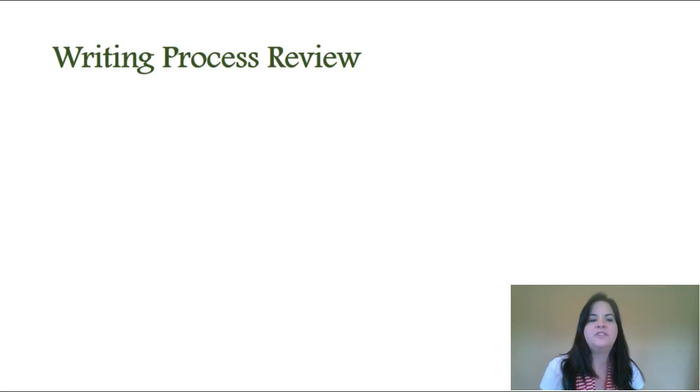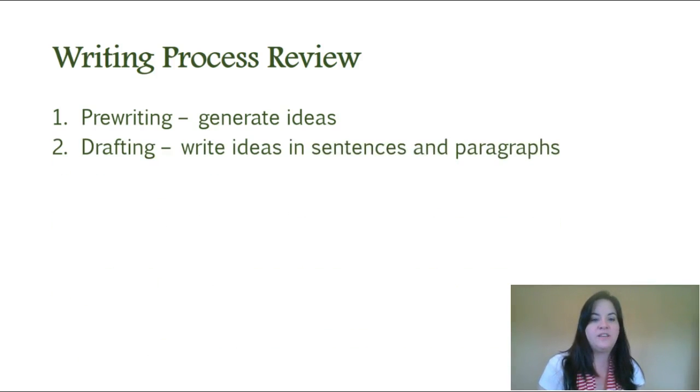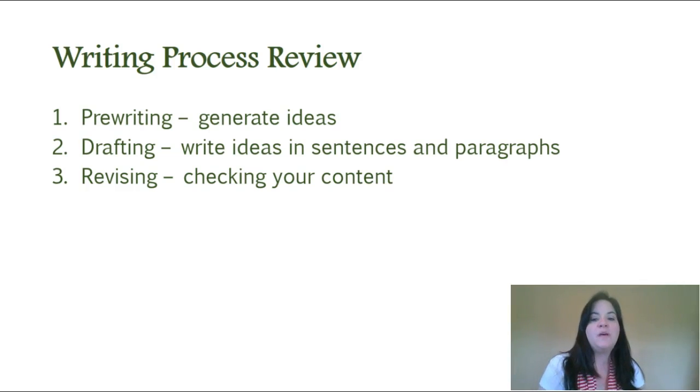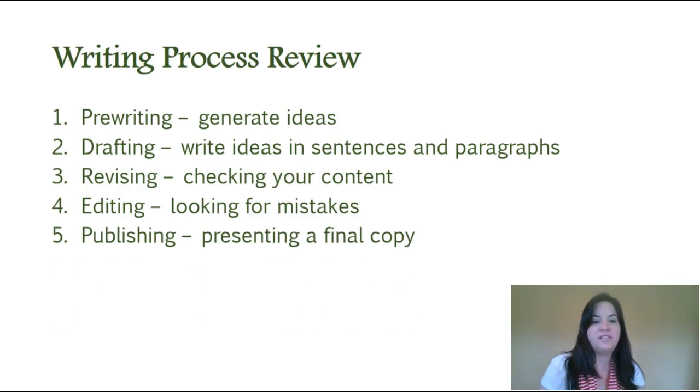Let's also take a minute just to review the writing process to remember where in the writing process revising occurs. The writing process is made up of 5 steps. The first step is pre-writing, in which you generate ideas. Then you have drafting, where you take these ideas and you write them into sentences and paragraphs. And then you revise. And remember, revising is only checking over your content, not looking for your mistakes. That's the 4th step, editing. And then finally, you have the last step, which is publishing and presenting your final copy.